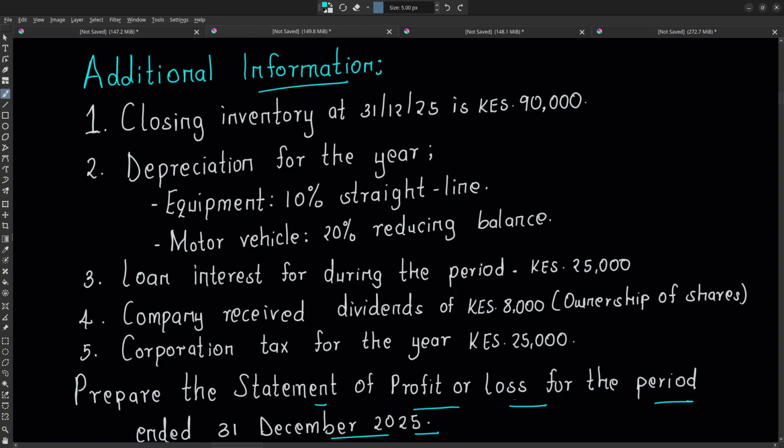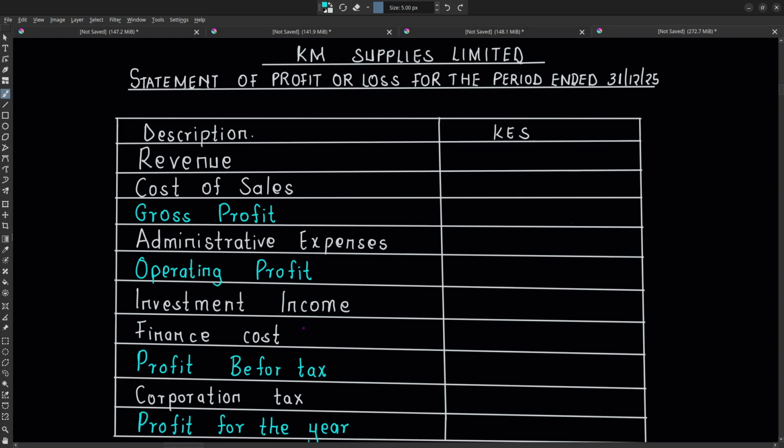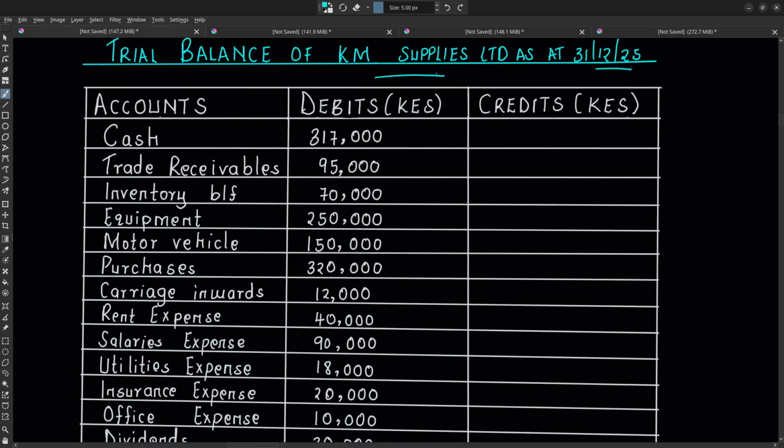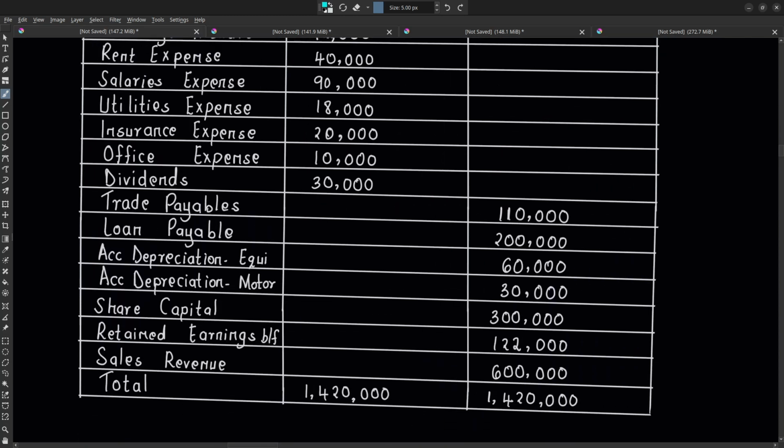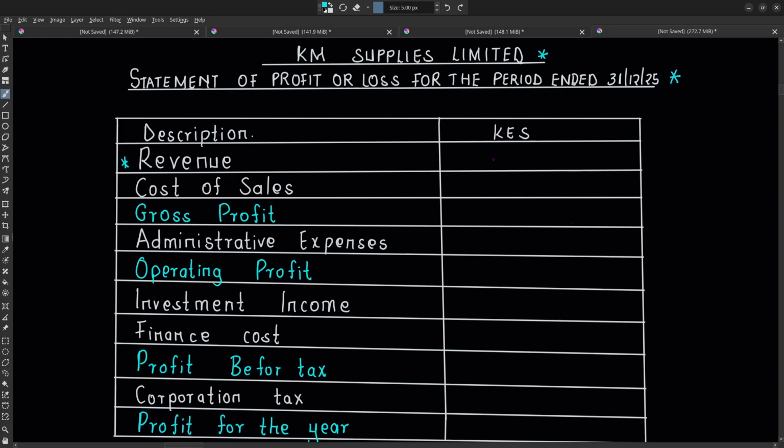Okay, so recall the structure of the statement of profit or loss. Remember to indicate the name of the company that we are preparing the statement for and also indicate the period that we are looking at. Okay, so let's jump right in. The first aspect is revenue, and when we look at our trial balance, we have sales revenue with an accumulated amount of 600,000. So we should indicate our revenue during the period was 600,000.